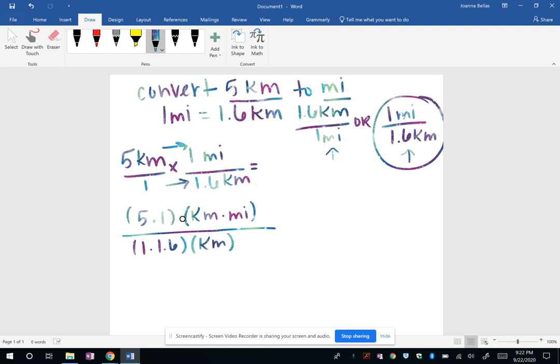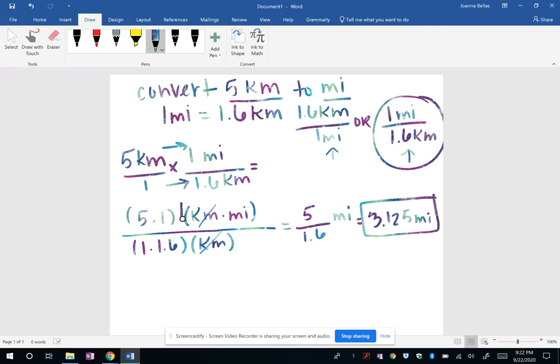Then what I'm going to do is cancel out the units that I can cancel out. I know that kilometers over kilometers just makes a 1, so it's like you're multiplying by 1. Then we can cancel that out and finish multiplying across. 5 times 1 gives you 5. 1 times 1.6 on the bottom gives you 1.6. Miles is left by itself. Then you finish dividing: 5 divided by 1.6 gives you 3.125 miles. And you cannot forget your units at the end.